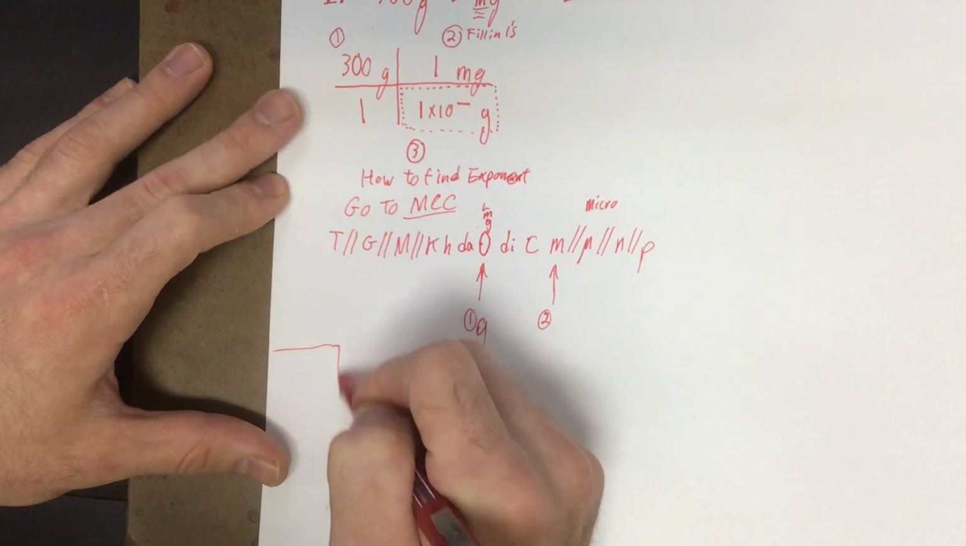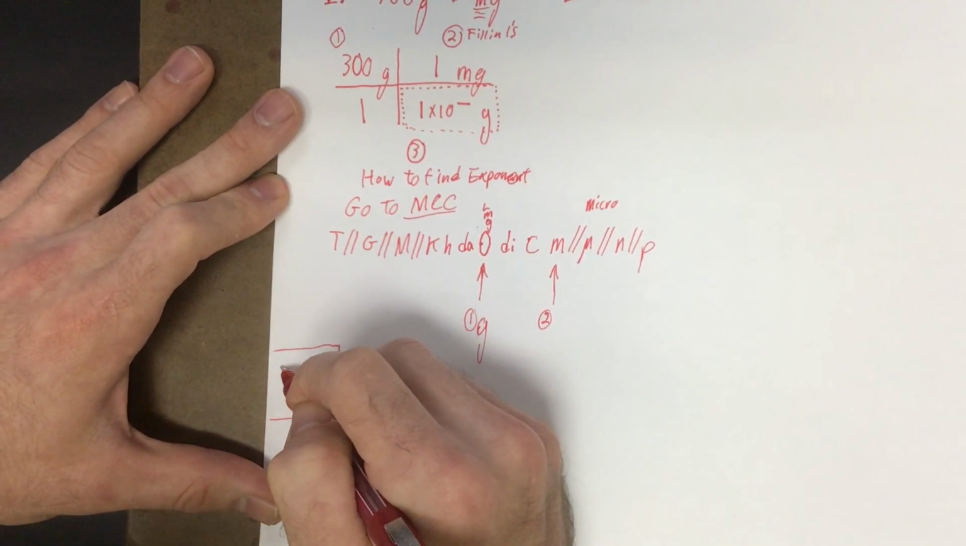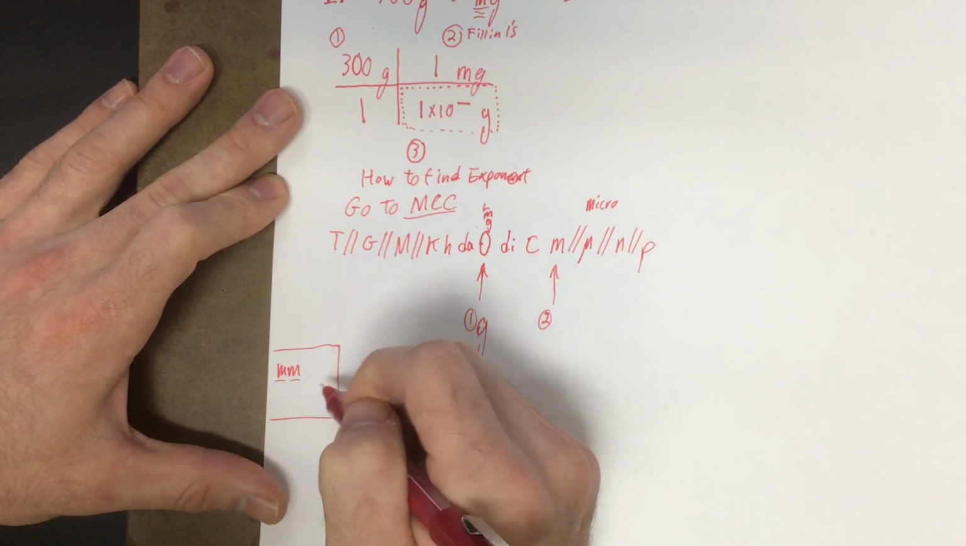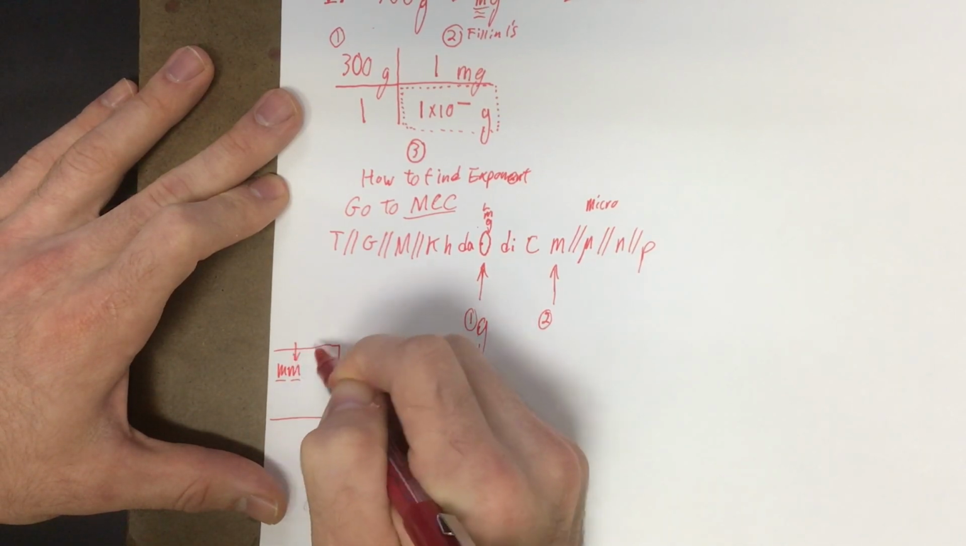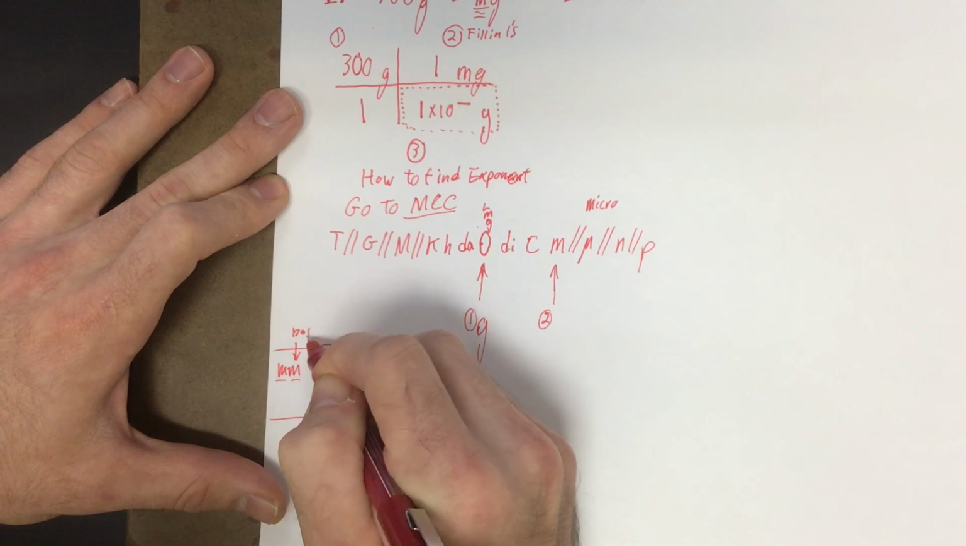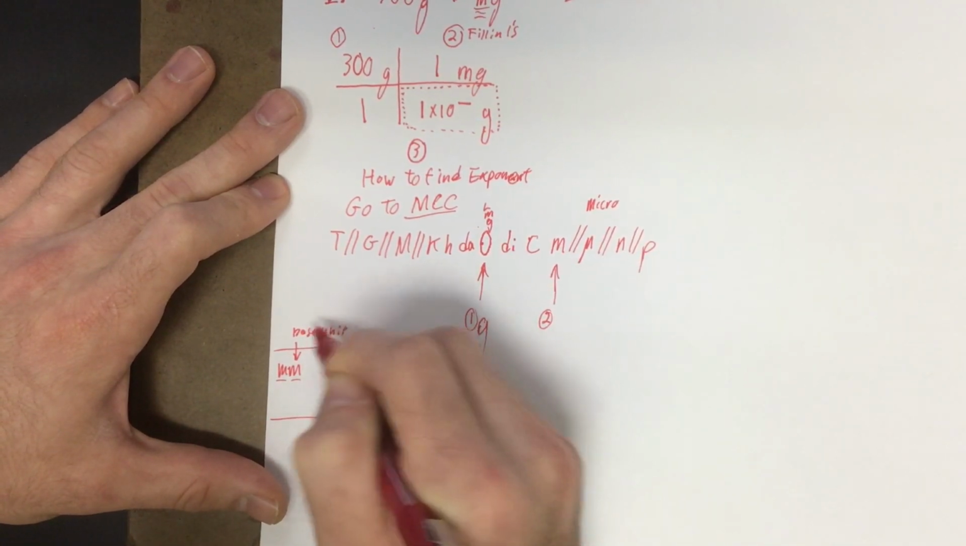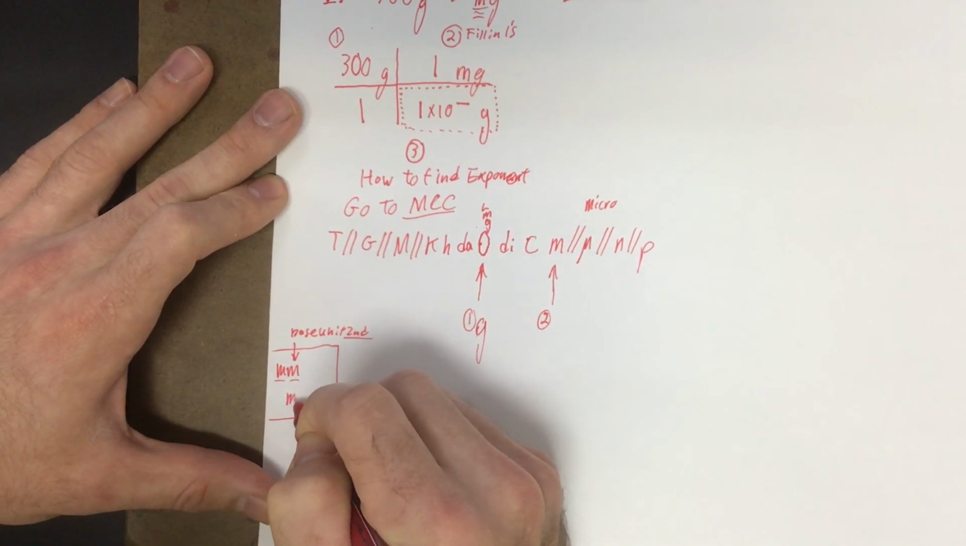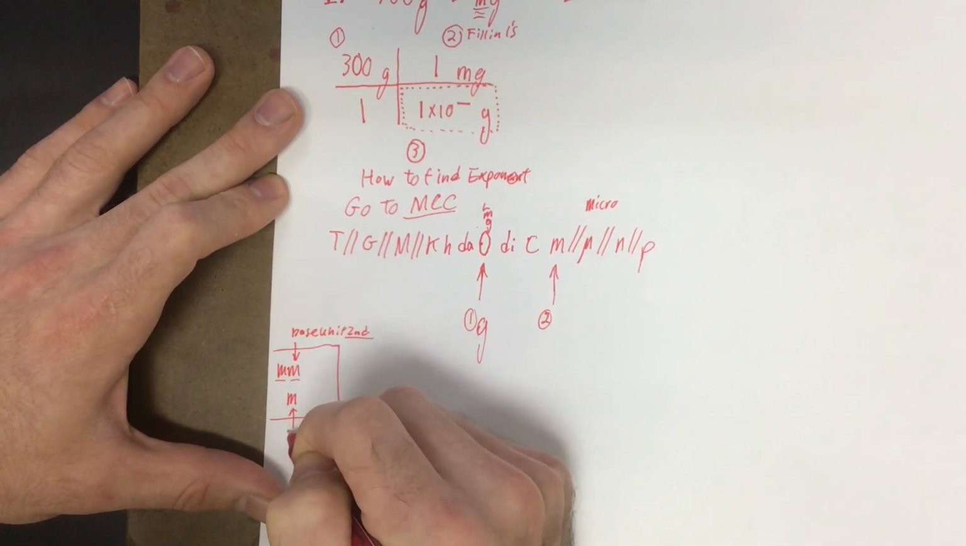So if you had milli in front of meters, it'd be 2 M's, okay? The second one is always going to be the base unit. If it's by itself, it's always a base unit.